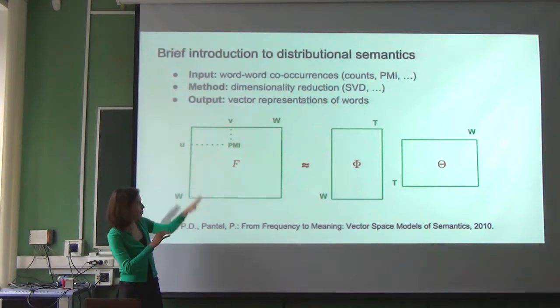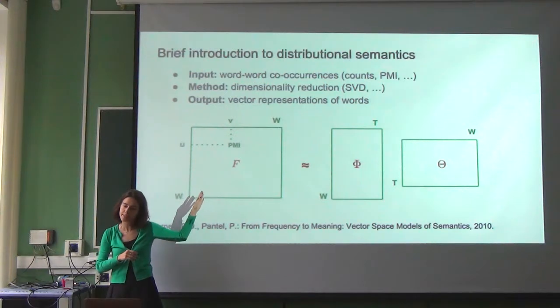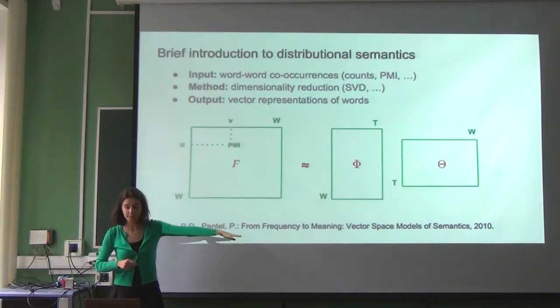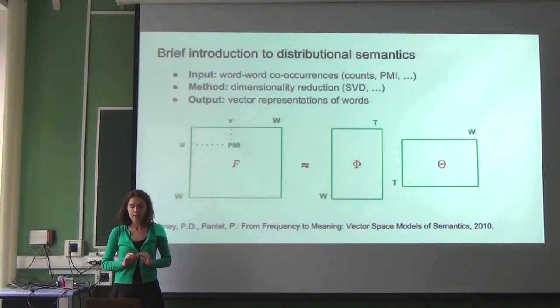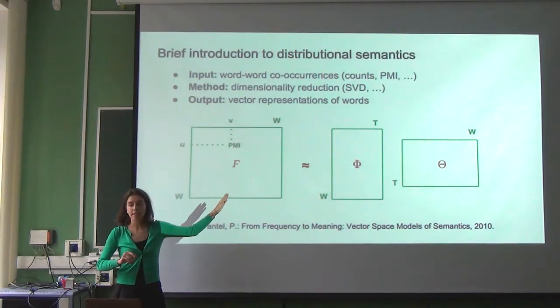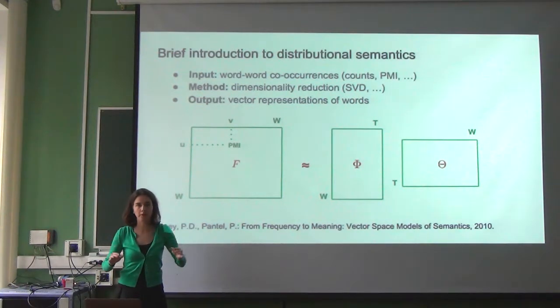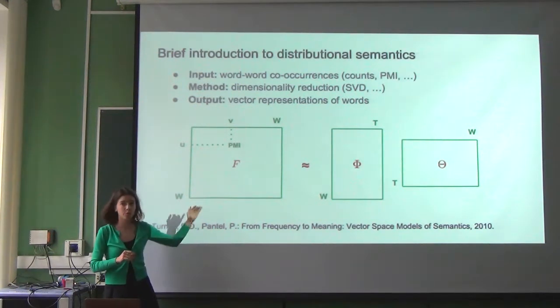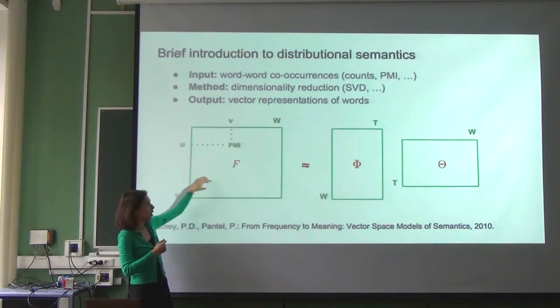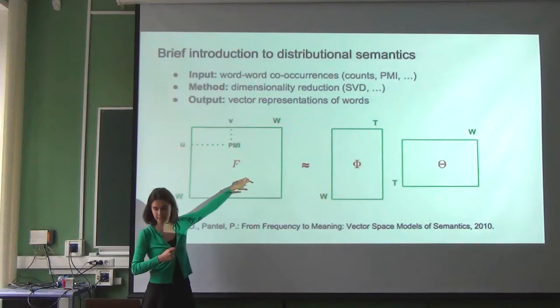There is a nice zoo of these models with different types of co-occurrences in the first matrix and with different types of dimensionality reduction techniques. And you can find this in this survey. But what's important for us now is that the outcome of these models is two matrices, phi matrix and theta matrix. T is the size of our hidden low-dimensional space. So the rows of phi matrix are the word embeddings, some vector representations of words that we are going to use instead of long rows of our original matrix.